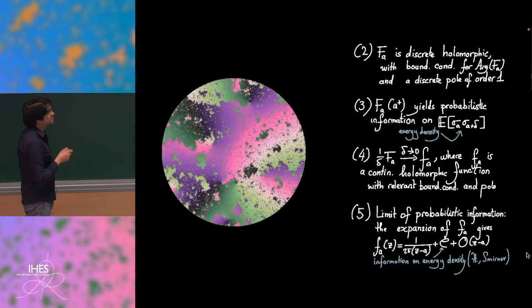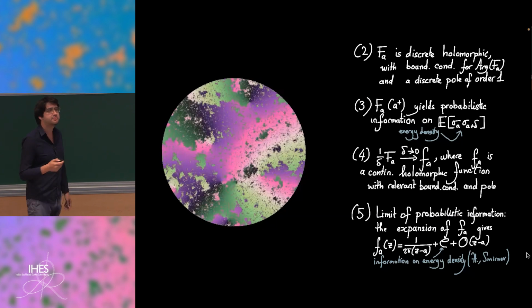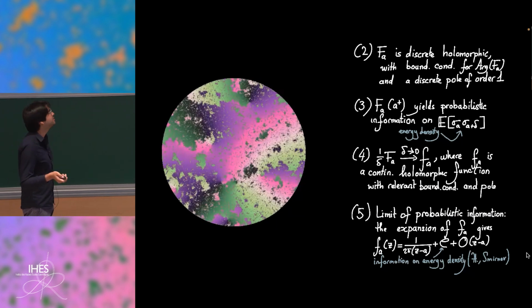The key observation, which dates back to Mercat, and was also studied by Kenyon and Smirnov, and then many more people, too many to cite, is that at criticality, at the critical beta, this is a discrete holomorphic function, and you can find boundary conditions for this function, and it has an analog of a discrete singularity. For those who don't know what discrete holomorphic means, you should think of a lattice counterpart of a Cauchy-Riemann equation that I don't want to make explicit because it's a little bit long.